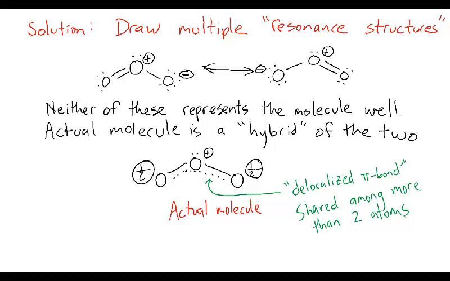This representation down at the bottom is something where I'm just drawing to give you the concept that there's an extra bond that's kind of spread among those three atoms. But we don't tend to draw this kind of representation. Instead, what we draw are the resonance structures.